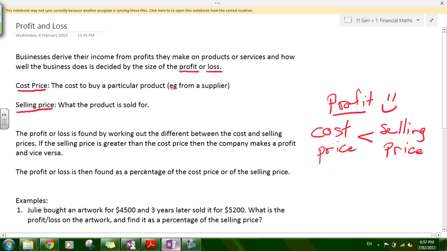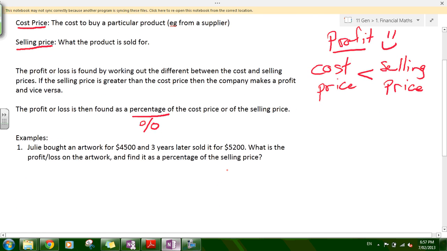And it's often useful to find the profit or loss as a percentage of the cost price or of the selling price. It depends on what sort of information we want to say. We want to say, well, what percentage of the selling price is profit or loss, or how much have we made on top of the cost price? It depends on what you're looking for. So also look at what the question asks, and make sure you read the question carefully. So we'll do a couple of examples.